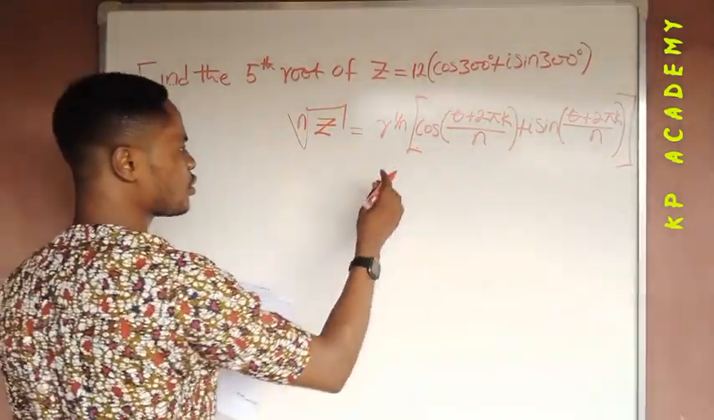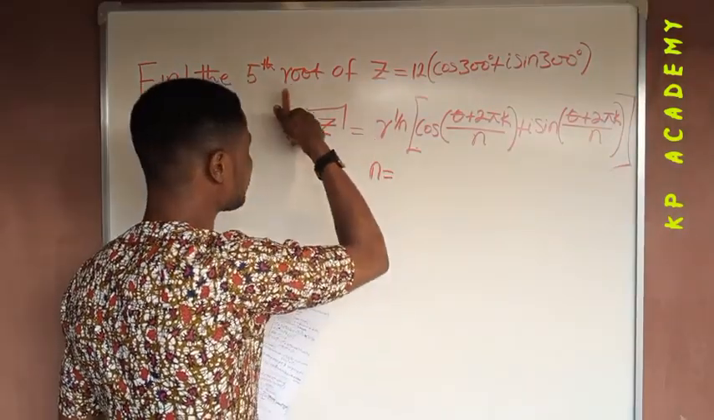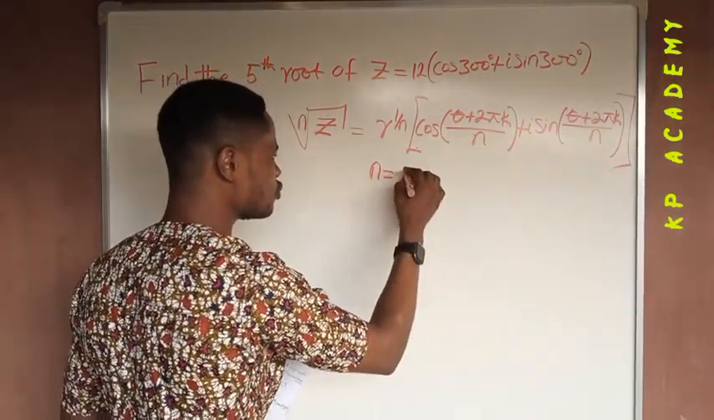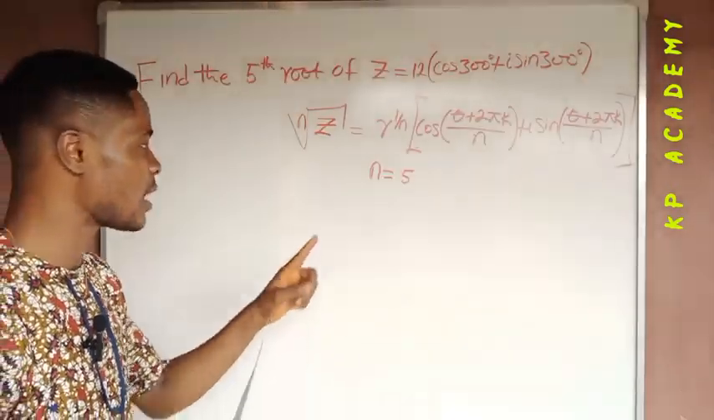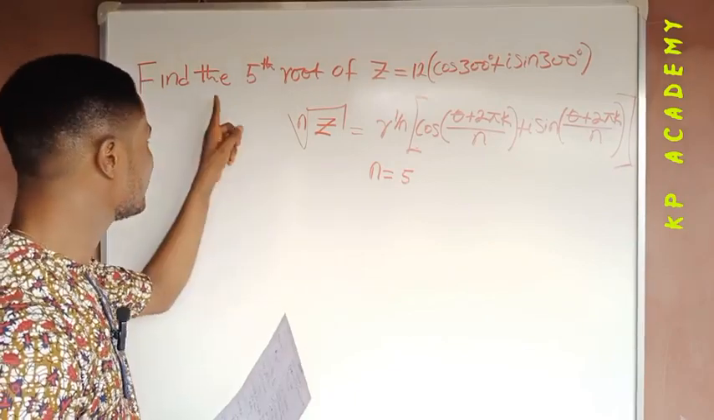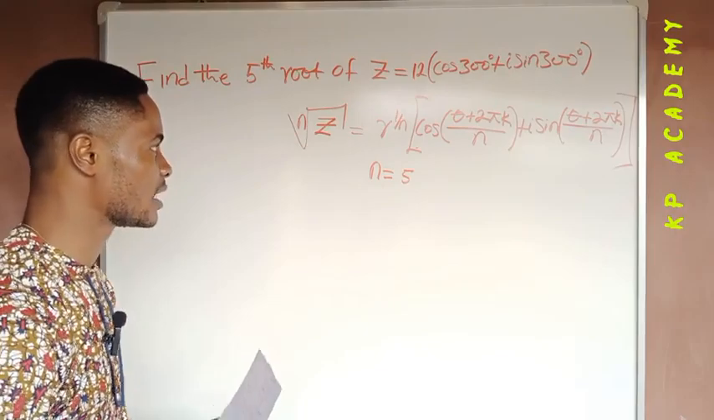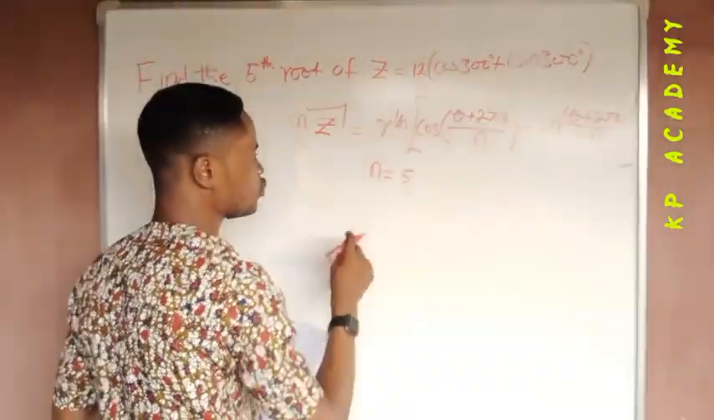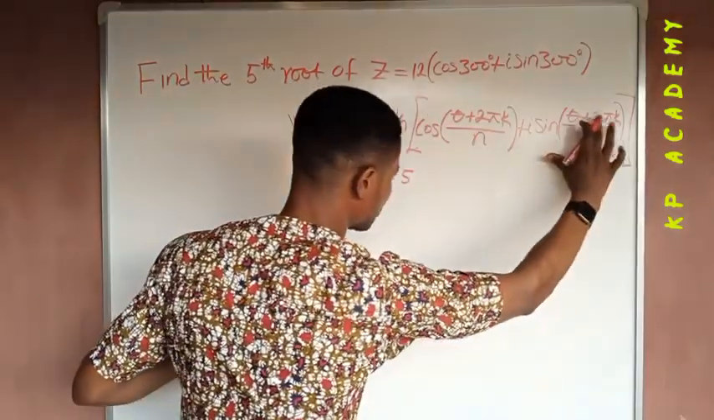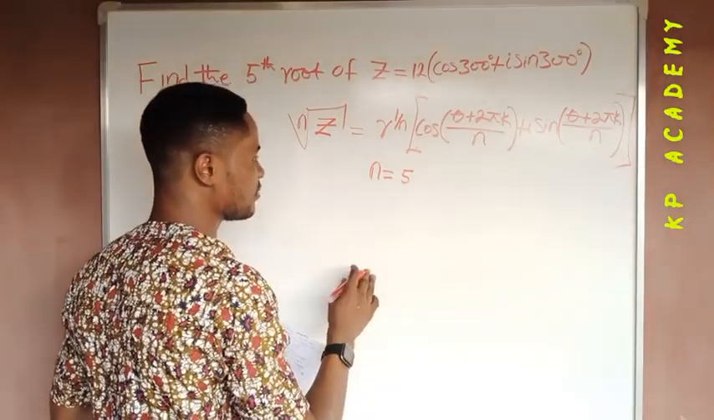Now there is also something very important I want you to understand, which is n in this case. Since we are asked to find the fifth root, our n is going to be equal to 5. If the question had said find the square root, our n would be 2. If the question had said find the cube root, our n would be equal to 3. So in this case, we are asked to find the fifth root, our n is going to be equal to 5. So in this general equation, wherever we find n, we are going to replace it with 5.